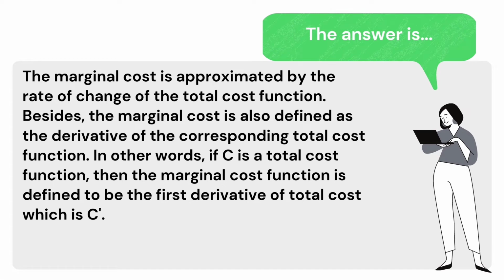Besides, the marginal cost is also defined as the derivative of the corresponding total cost function. In other words, if C is a total cost function, then the marginal cost function is defined to be the first derivative of total cost, which is C prime.